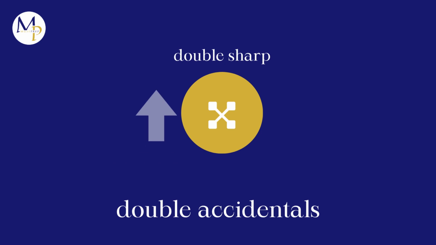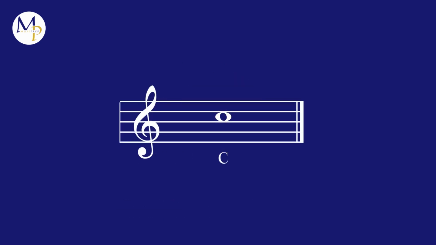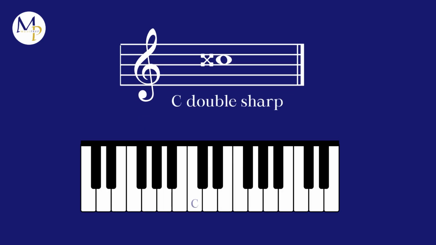A double sharp looks like an X and raises a note by two semitones. Let's look at C as an example. A sharp turns it into C sharp. A double sharp turns it into C double sharp. On the piano, this lands on the same key as D.